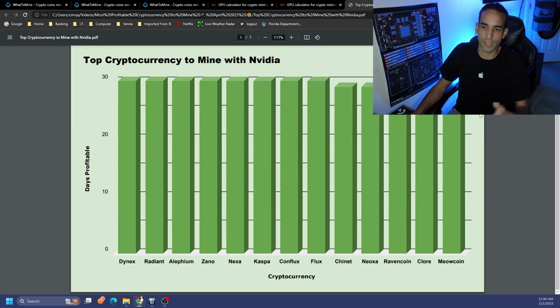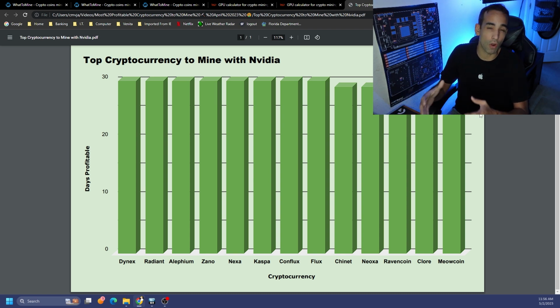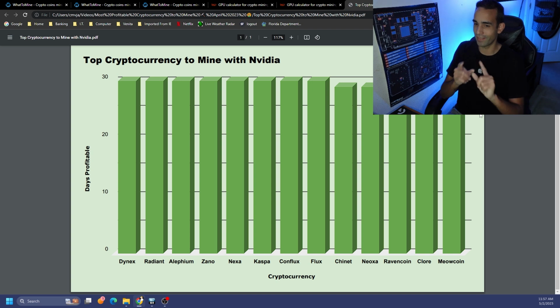So the top 10 most profitable cryptocurrencies to mine, if you had six 3060s, are as follows: Dynex, Radiant, Alphium, or as I used to say it, Alephanum, Alphium, Xano, Nexa, Caspa, Conflux, Flux itself, Chinet, and Neoxa, if I said that correctly. Did I get it right?